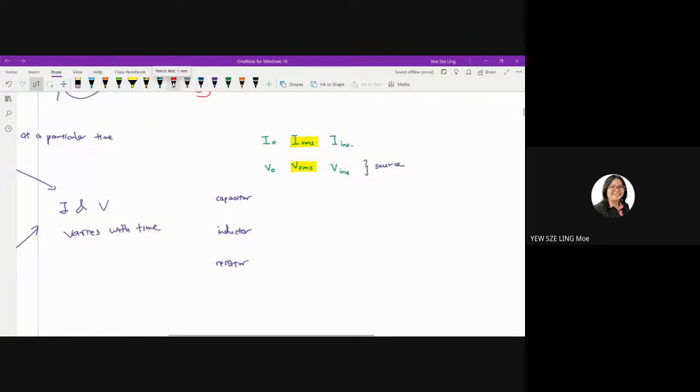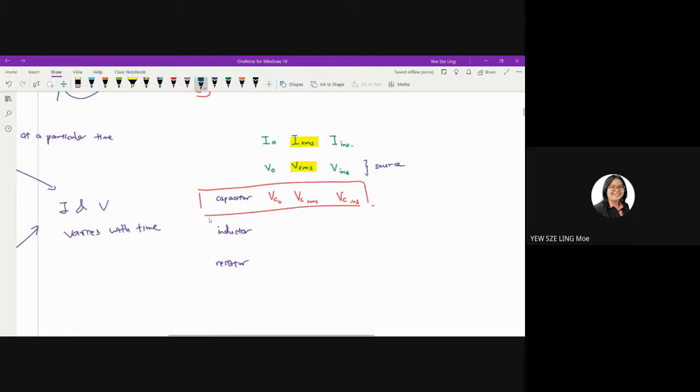So when it comes to capacitor, what is going to happen? We will have V naught for capacitor. Usually I will write the C first: VC peak value, VC RMS value, VC instantaneous value. That is for capacitor.